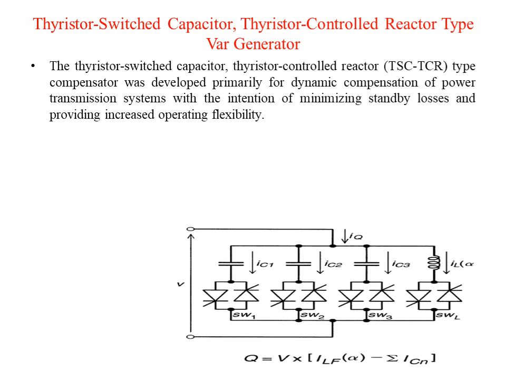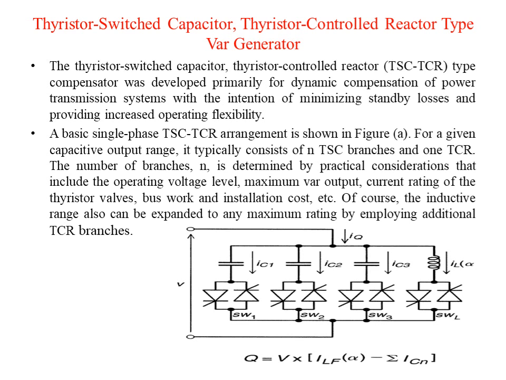So this is the basic diagram of TSC-TCR. A basic single phase TSC-TCR arrangement is shown in figure A. For a given capacity output range, it typically consists of n TSC branches and one TCR branch. So in case of FC-TCR, we were keeping the capacitor constant and we were increasing the number of TCR branches. But in case of TSC-TCR, we are increasing TSC branches and keeping one TCR constant.